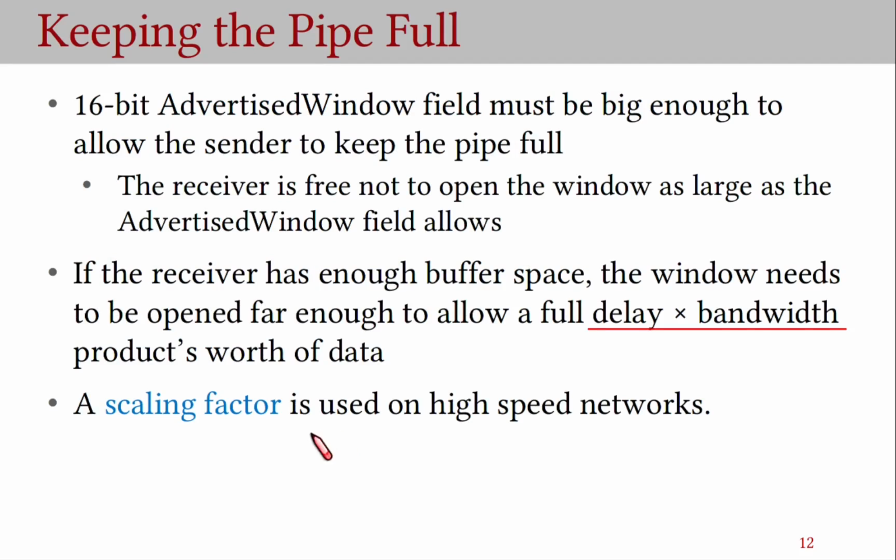In the case of high speed networks, there is a scaling factor that is used in TCP. And so basically what it means is that whatever is in the advertised window, we multiply with this scaling factor. So it could be, for example, a chunk of 16 bytes and so on.